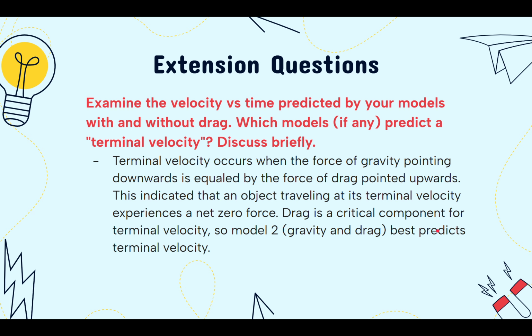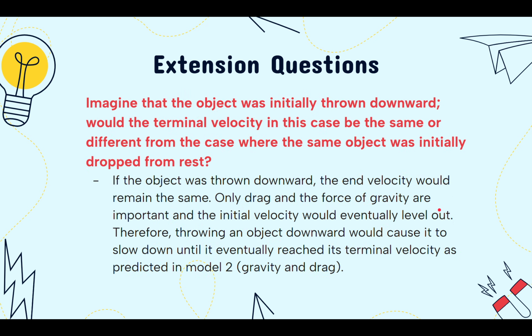Examine the velocity versus time predicted by your models with and without drag. Which models predict a terminal velocity? Terminal velocity occurs when the force of gravity pointing downwards is equaled by the force of drag pointing upwards. This indicates that an object traveling at its terminal velocity experiences a net zero force. Drag is a critical component for terminal velocity, so Model 2 best predicts terminal velocities.